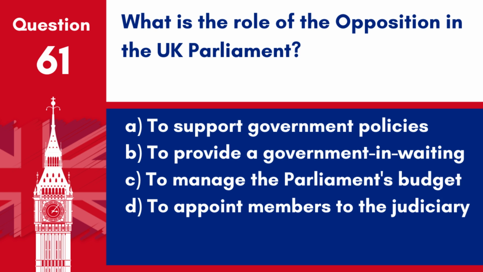Answer. B. To provide a government in waiting. The role of the opposition in the UK Parliament is to challenge the government and provide an alternative to the current government, often referred to as a government in waiting.